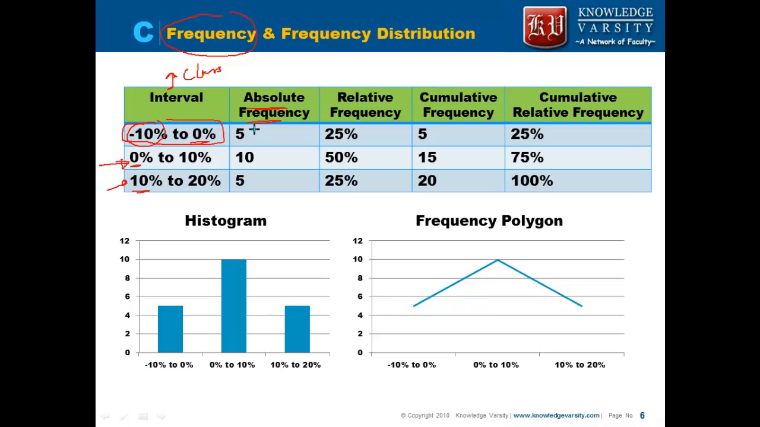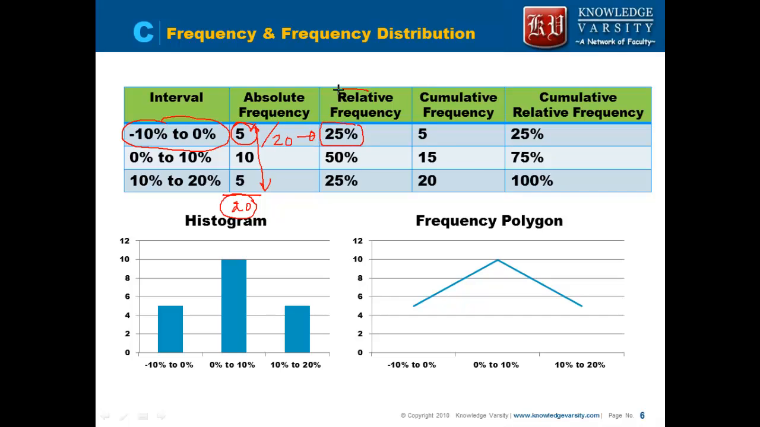Now what does it mean by absolute frequency of 5? That means there are 5 elements which are coming in this range. 10 elements are coming within this range. So if you see the total number of data, 5, 10, 5, 20 number of data is there. So what is the percentage of this on the total? You have 5 data coming in this interval, the total is 20. So 5 divided by 20 is your 25%.